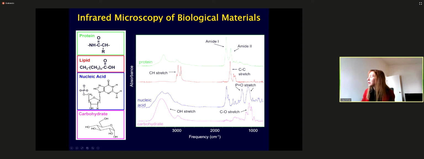But the CO stretching mode is very different depending on whether you have a 5-membered ring, a 6-membered ring, whether there's an oxygen in the middle, whether there's some unsaturation, etc. So this is the fingerprint region for carbohydrates. But these are typical infrared spectra of biological materials.